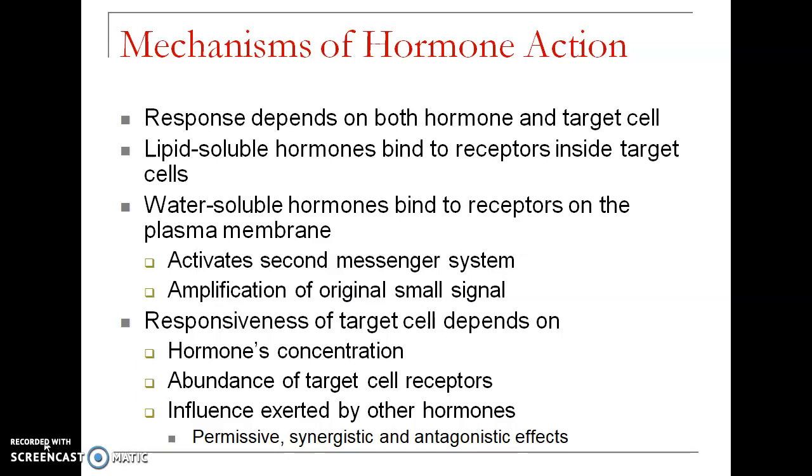So how is the information of a water soluble hormone passed on? It is passed through a second messenger, because the hormone activates the second messenger system, and the magnitude of the signal is amplified as it is passed on to the next stages.